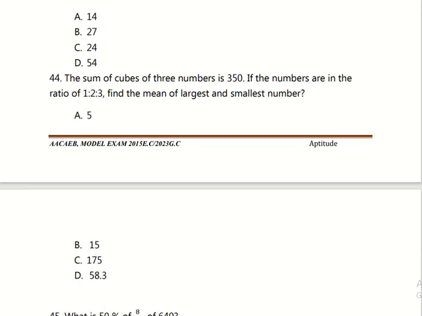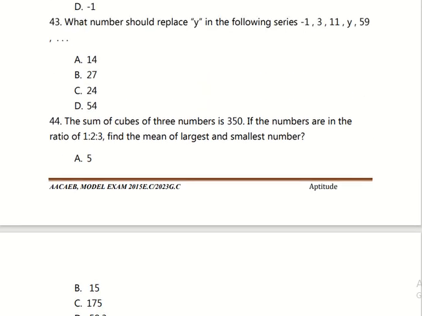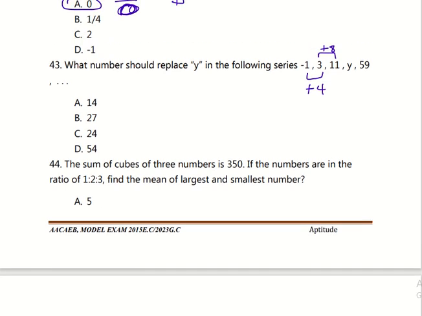Okay, the next one, it says what number should replace y in the following series. So we need to see the pattern here. From -1 to 3, 4 is added, and from 3 to 11, 8 is added. Again, 11 to y, and then y to 59. When we look at the first two steps, the pattern is visible. Let me write it.